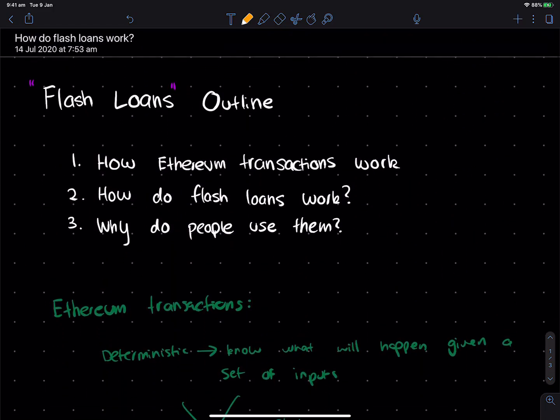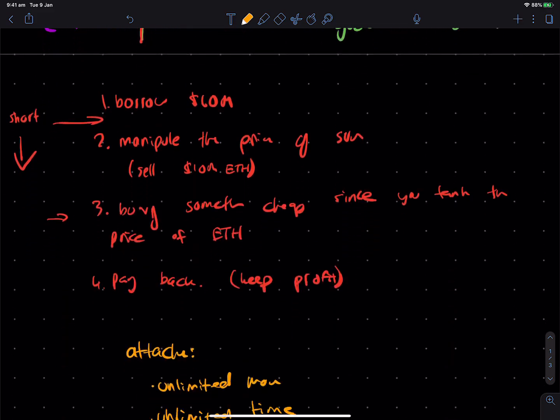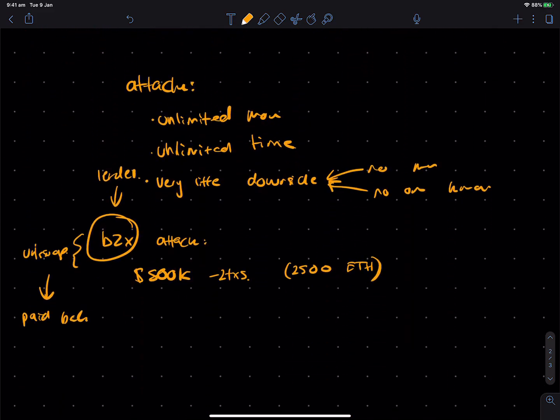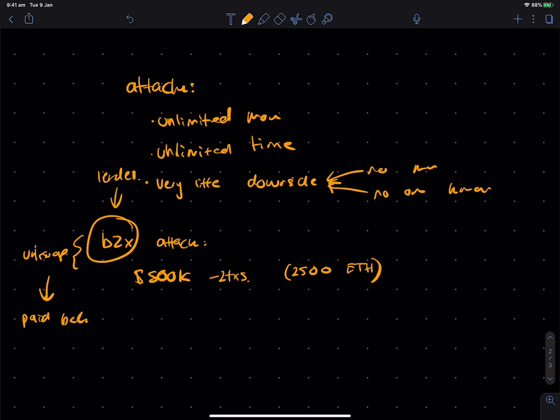So going back, we explained how Ethereum transactions work, how flash loans work, and more importantly, why people use them. For arbitrage opportunities or just to be malicious hackers. Is it legal? Is it good? I guess not, but this is the nature of permissionless finance, more or less. And yeah, that's about it, about how flash loans work.